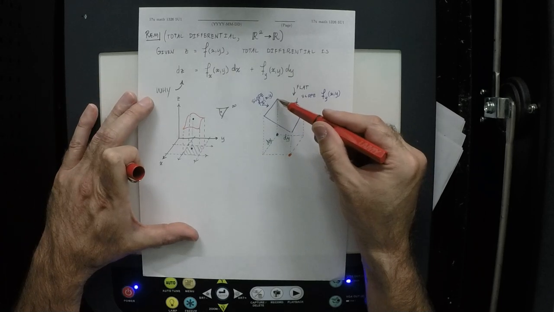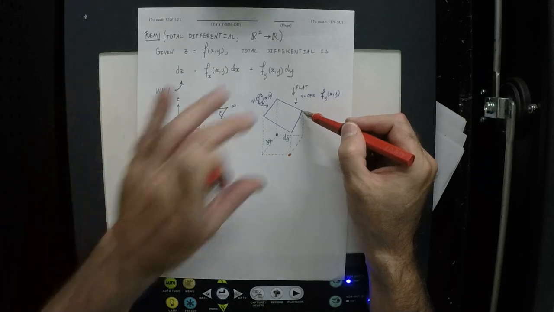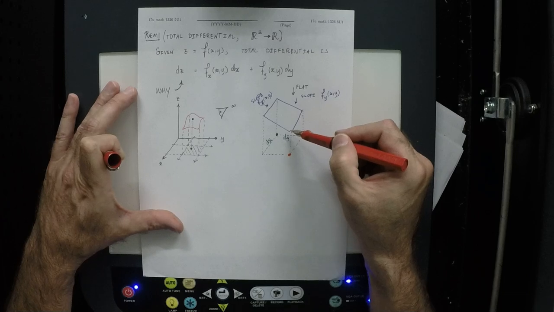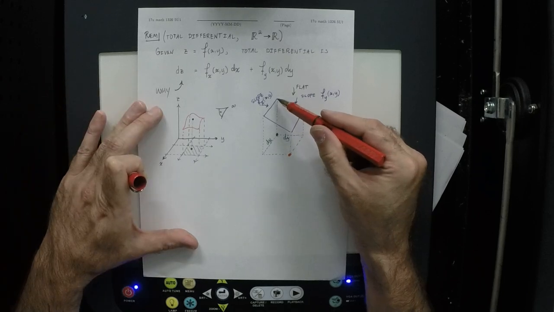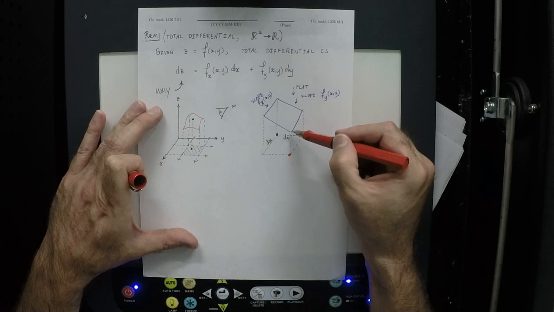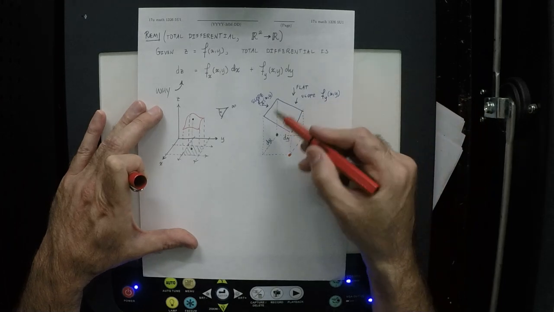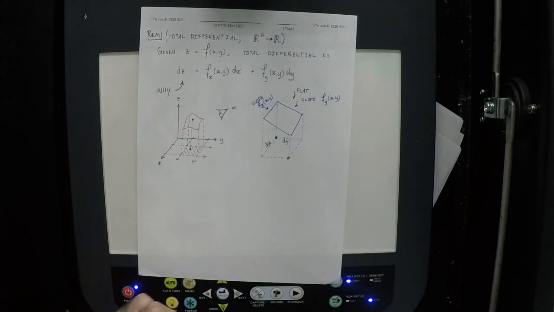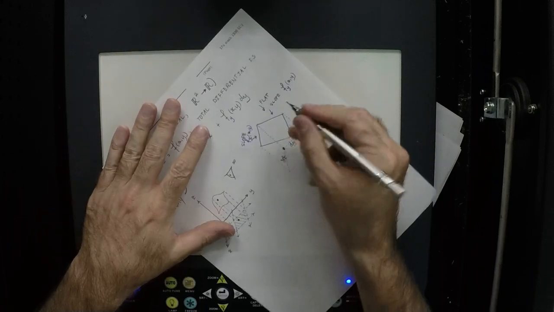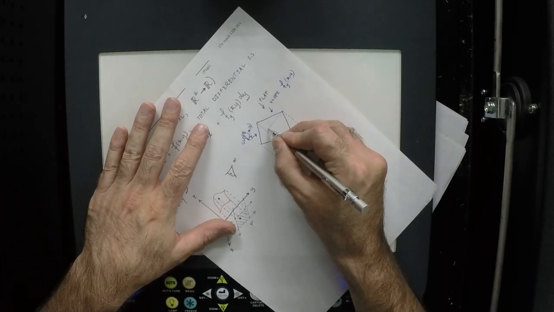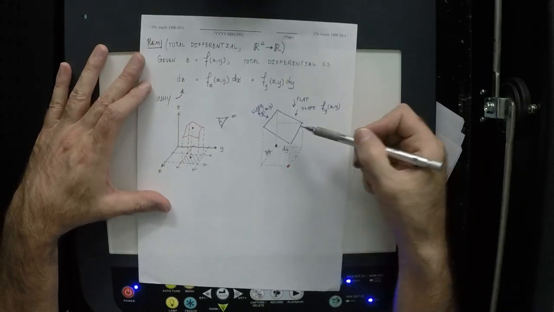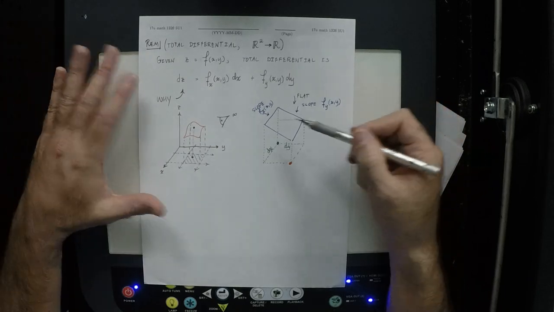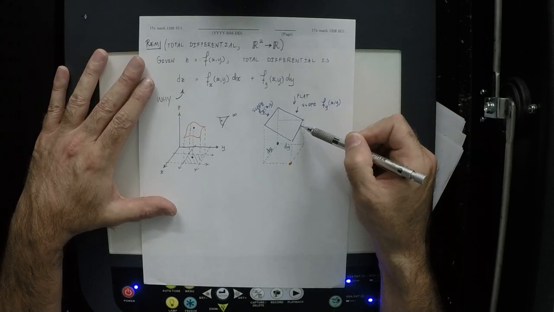But the total change you could get by adding them up, right? You could say, I walk along this edge, and my z changed that much, and then I walked along this edge, and my z changed that much more. So you could just add them up, this one plus that one, or do it in the other order. My question is, if you look in the back right there, how much do you change in this picture?